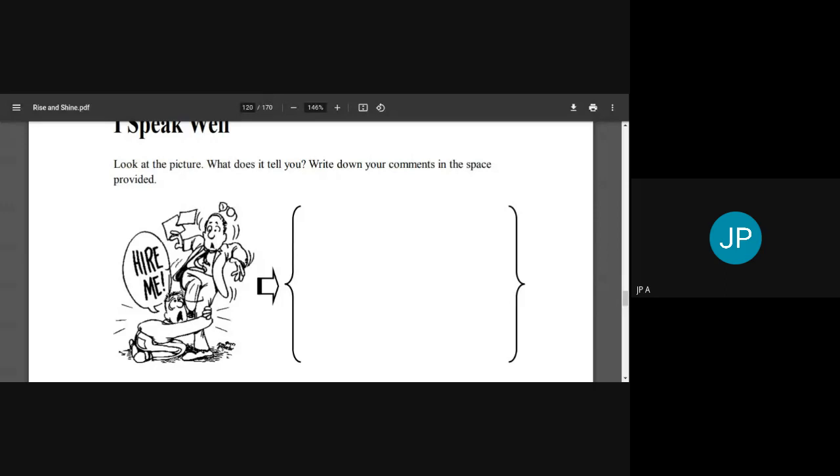106, page 106. Page 106 from, yes, module 3, Pulse to Pick.